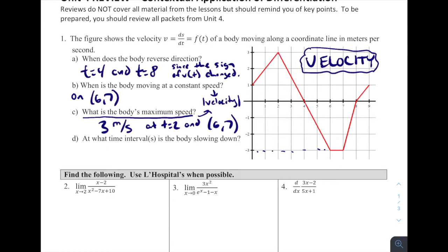At what time intervals is the body slowing down? Remember we said that in order for an object to be slowing down, the velocity and acceleration must have opposite signs. Because if an object is speeding up, the velocity and acceleration have to have the same signs. So on this first interval, we notice that the slope is positive.